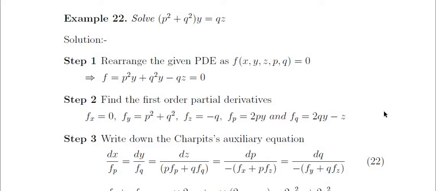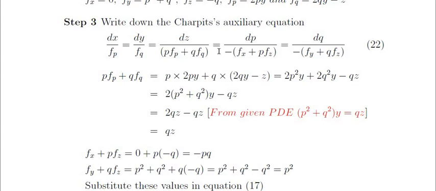Write down the Charpit's auxiliary equation. The Charpit's auxiliary equation is dx by fp is equal to dy by fq is equal to dz by pfp plus qfq is equal to dp divided by minus of fx plus pfz is equal to dq by minus of fy plus qfz.